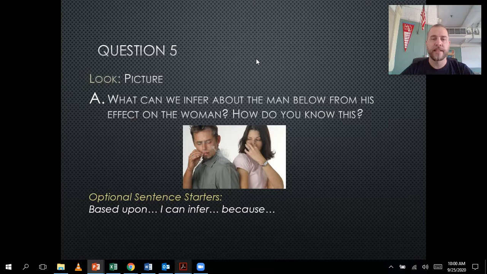And so you could say that this man is insensitive, right? He's smoking next to somebody, which is something that most people find displeasing. He doesn't really seem to be considerate of others. You could say that this is part of his personality based upon his effect on this woman.